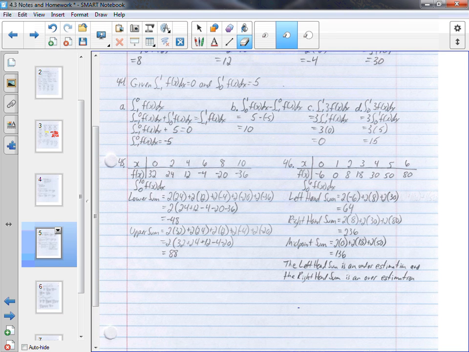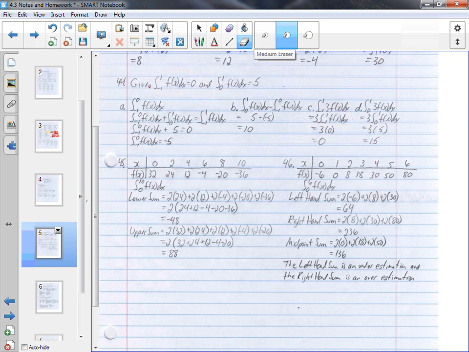C wants us to find the integral from negative 1 to 1 of 3 times f of x dx. Are we allowed to factor out constants? Yes. We're allowed to factor out constants in sums, in limits, in indefinite integrals, and in definite integrals. We can always factor out a constant. So, we factor out the 3 and put it in front, and now we know that one. That definite integral equals 0. How do I know that definite integral equals 0? Yeah, they told me right there. So 3 times 0, 0.